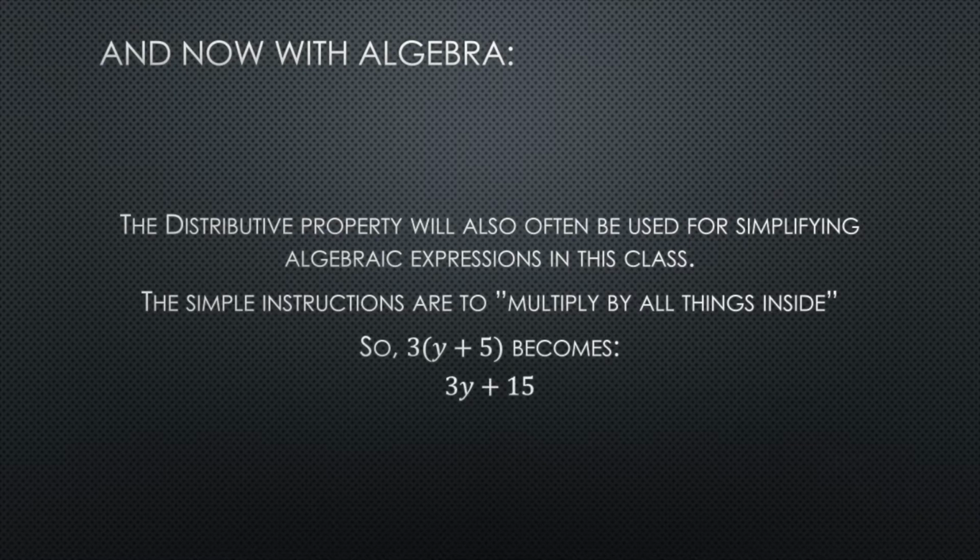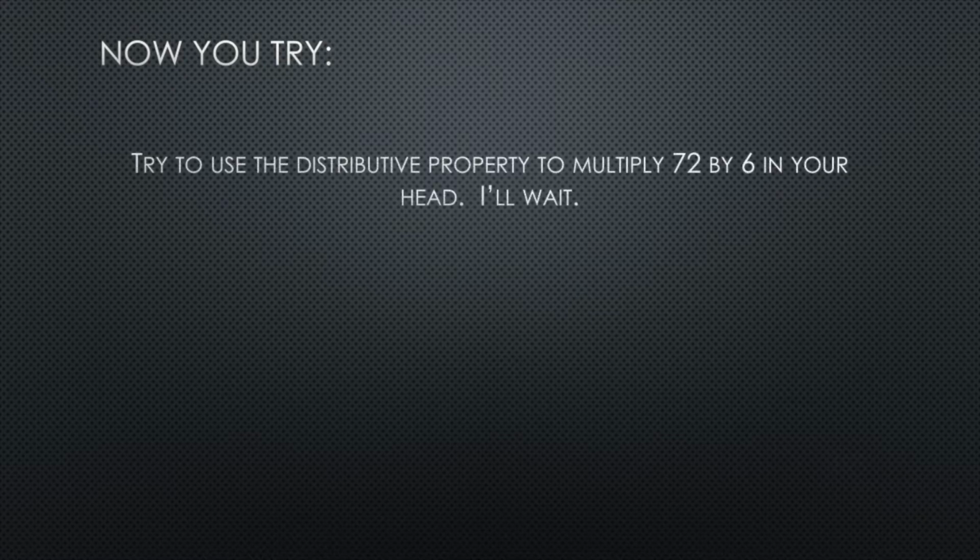Just like that. Now we're going to use this quite a bit in this class, but let's take a look at some examples that I'd like you to try. So first of all, try to use the distributive property to do 72 times 6 in your head. You can break 72 down into 70 and 2, and then multiply both of those by 6 individually, and then add them together. Give this a try, pause the video. Seriously, I'll wait. No, seriously, pause the video. I'll wait.